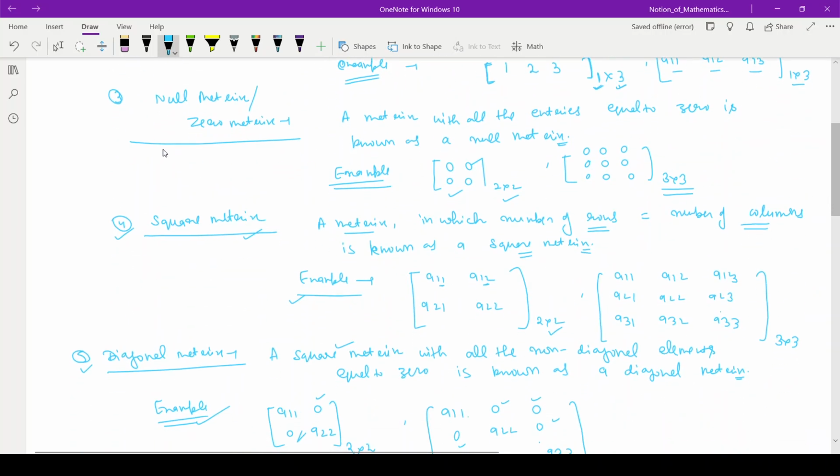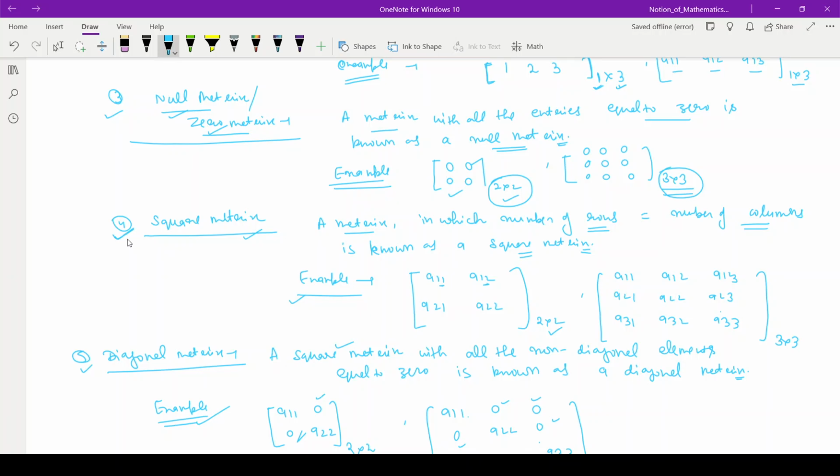Thereafter, the third type of matrix is known as null matrix or zero matrix. So what is a null matrix? A matrix with all the entries equal to 0 is known as a null matrix. For example, a 2 cross 2 null matrix is 0 0 0 0 and a 3 cross 3 null matrix is all zeros. So null matrix or zero matrix, two names are there.